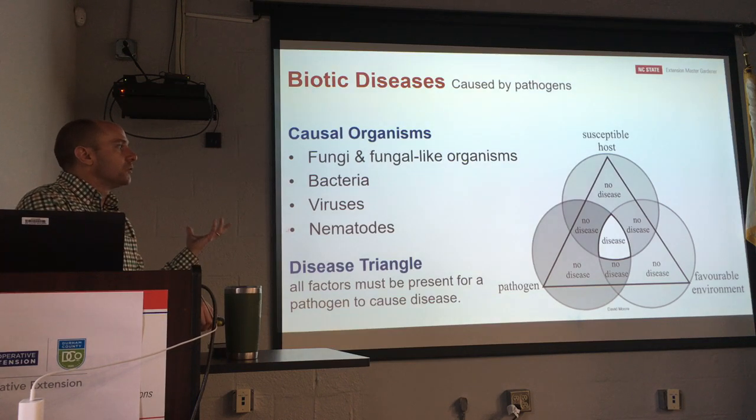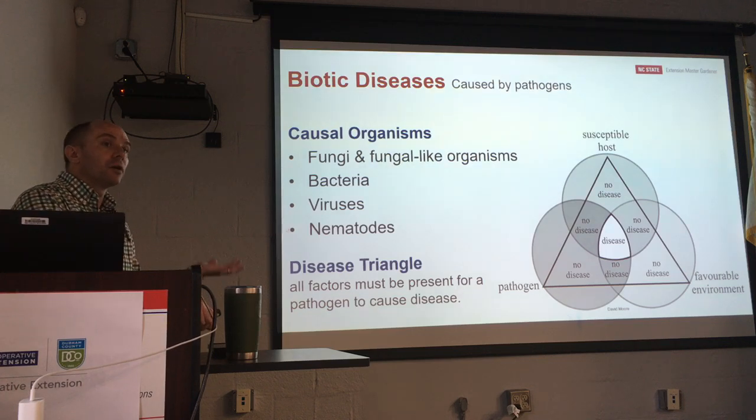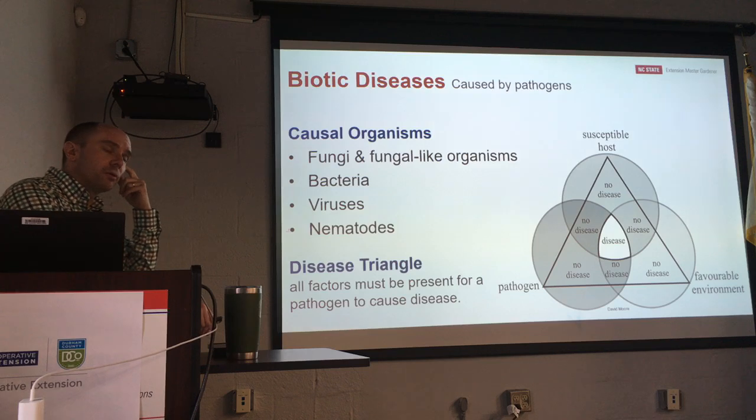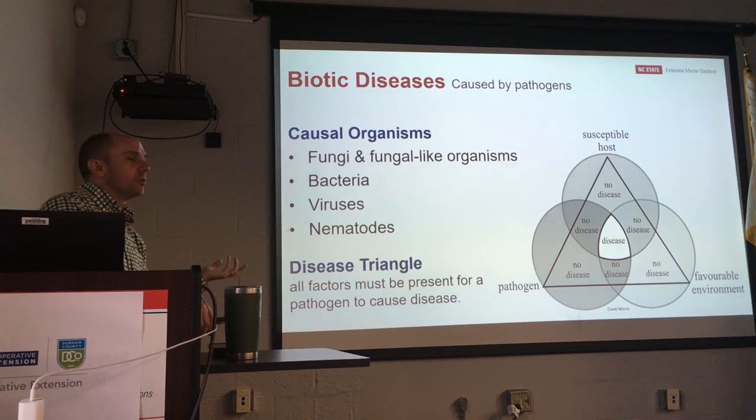So in some cases, we try to manage diseases by targeting one or more of these points in the triangle. Can you find a cultivar that is resistant to the disease, a host that is not susceptible, in other words? Can you do something to kill the pathogen or prevent it from spreading? Can you apply a fungicide that will prevent further infection? Or can you alter the landscape, say, making sure there's good airflow to dry out the leaves, which reduces moisture on the leaves and in turn reduces the favorability of the environment for successful infection?